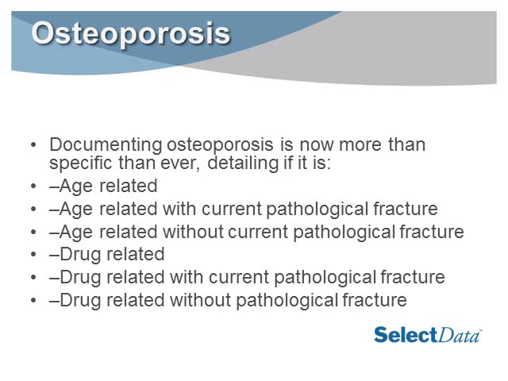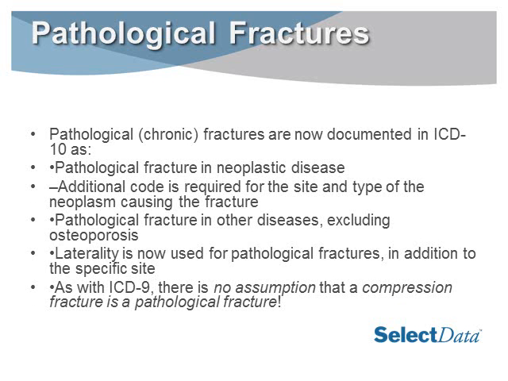Osteoporosis has greatly expanded. It's more specific than ever, detailing now if it's age-related, if it's age-related with current pathological fracture, if it's age-related without a current pathological fracture, whether it's drug-related with current pathological fracture, or drug-related without a current pathological fracture, and whether the fracture occurred because of an underlying disease process. And here's where we would see the seventh character used to delineate the coding of pathological or stress-related fracture. Yes. So it's going to tell us specifically which it is. Right. Okay.